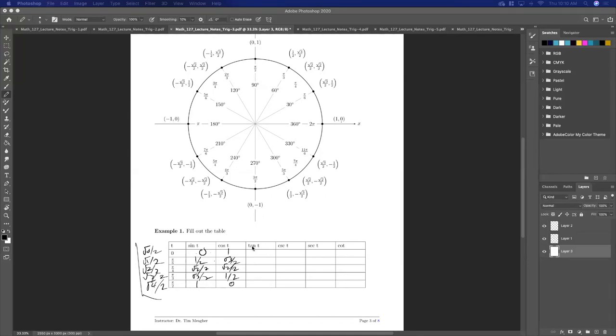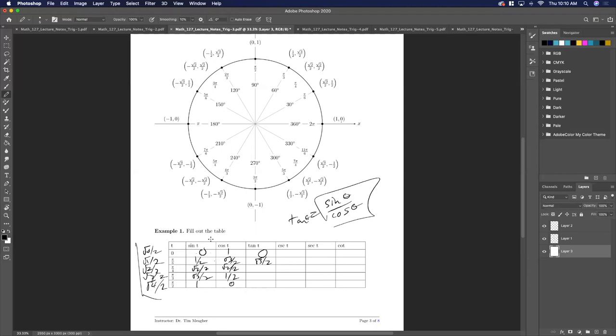Okay, and so here, tangent would be 0. Then here we're going to divide these two, so square root 3 over 3. Because remember, what is tangent? Tangent is also sine over cosine. So tangent of theta is also sine over cosine of theta. You should have this somewhere stored away in your brain.